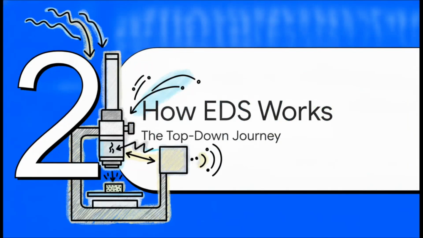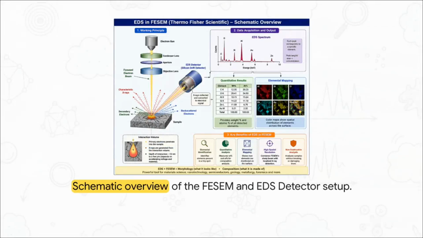Moving right along to Section 2, how EDS actually works, the top-down journey. Let's trace the path right inside the instrument itself. We start up at the very top. The electron gun fires a beam straight down through a series of condenser lenses, an aperture, and an objective lens. Basically, these magnetic lenses act to perfectly focus that electron beam until it strikes our sample sitting all the way at the bottom. And tucked right in next to that sample, pointing directly at the impact zone, is our EDS detector, specifically a Silicon Drift Detector. It just sits there, waiting to catch the specific signals bouncing off the sample.